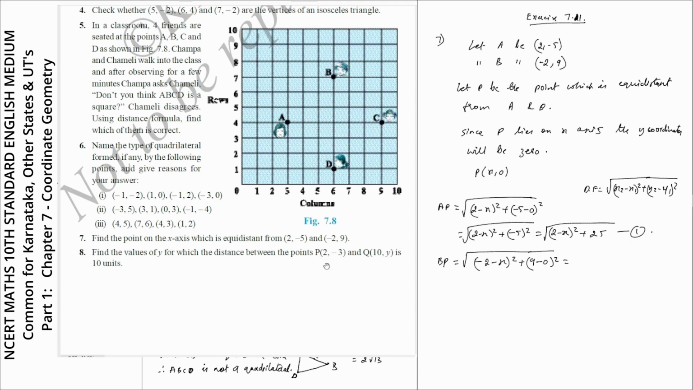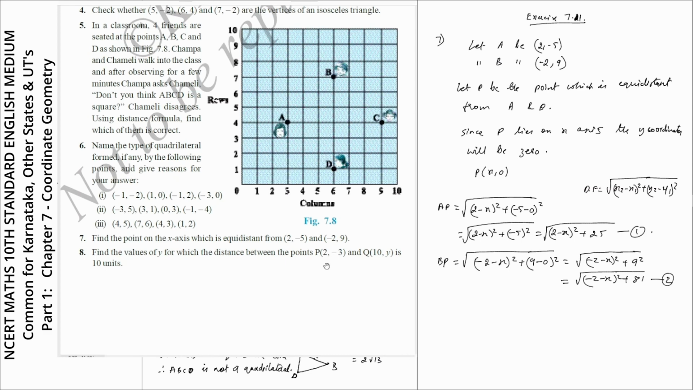So here I will get the square root of (minus 2 minus x) the whole square plus 9 minus 0 is 9 only, 9 square I will get. So here I will get the square root of (minus 2 minus x) the whole square plus 9 nines are 81. This I will mark as 2.